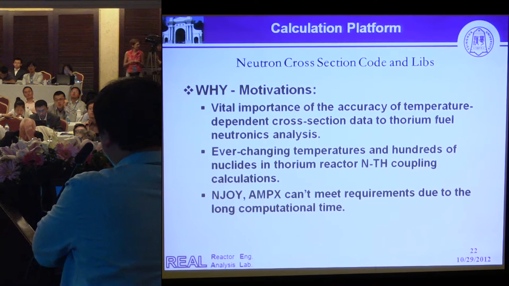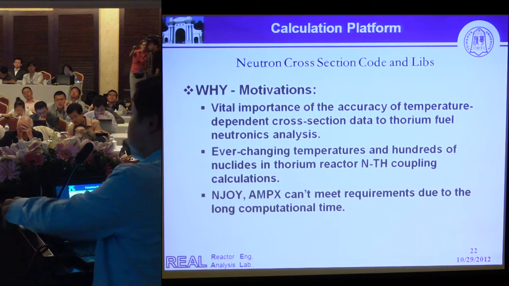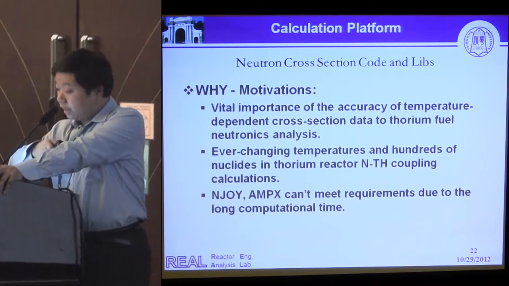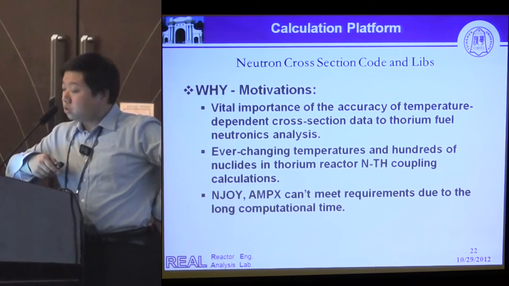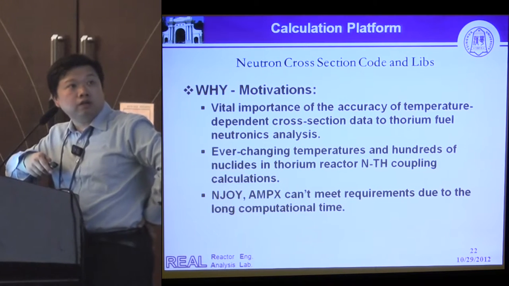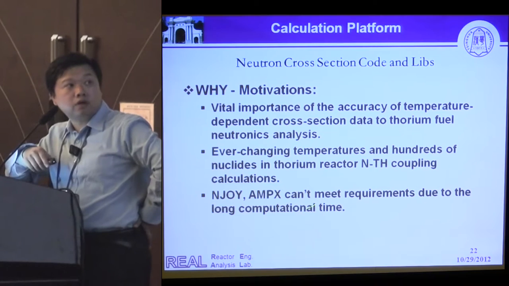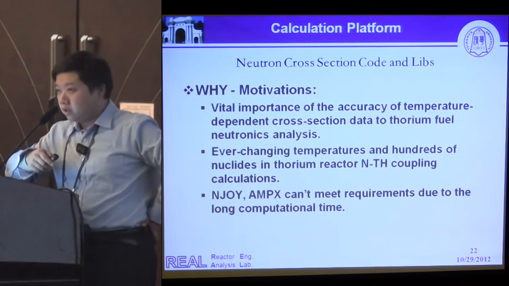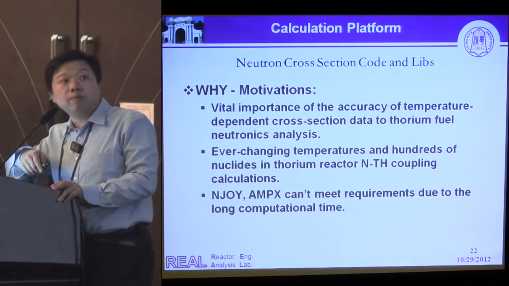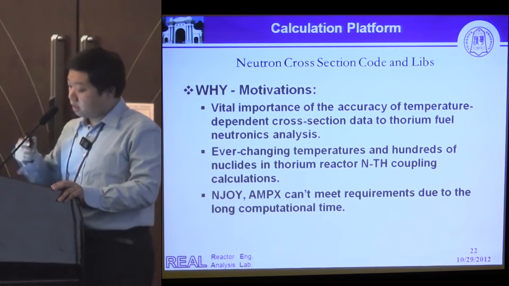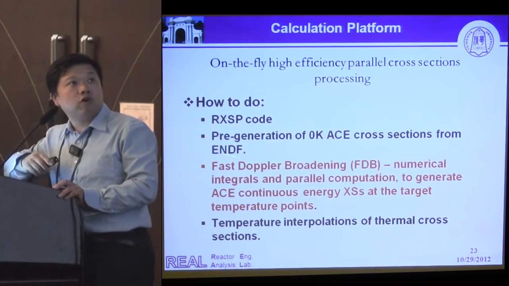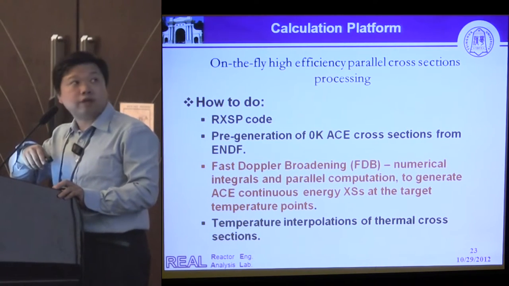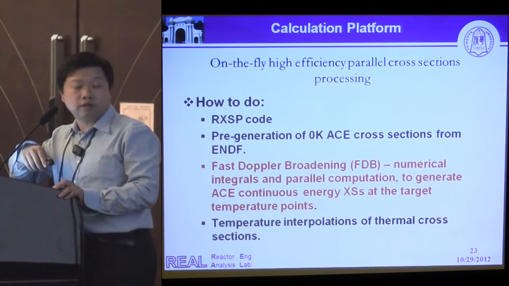Now I will talk about the neutron cross sections. For the calculation in thorium reactors, the temperature-dependent cross section data is very important to perform neutron thermal hydraulic coupling calculations. In our calculation, the NJOY code, which generates the cross-section libraries, cannot meet our requirement because this code has a long computing time. And we use our own code XSP to perform the cross-section generation, and we use the faster Doppler broadening method to generate the ACE format cross-section libraries.